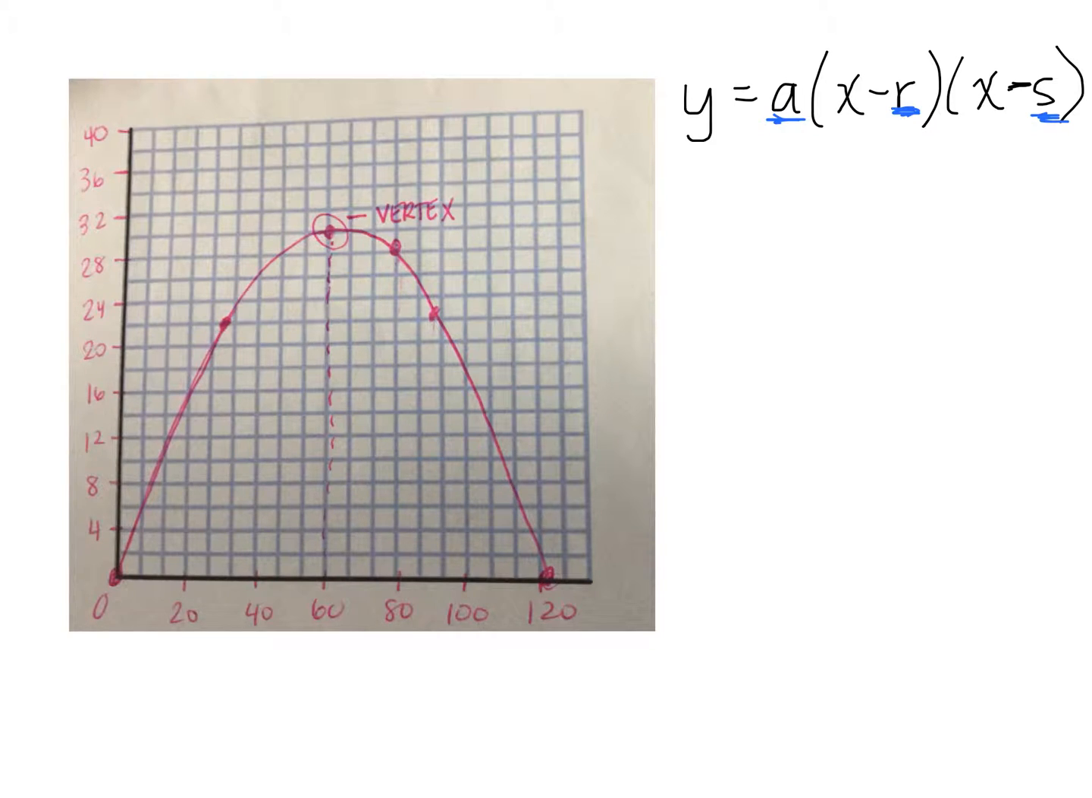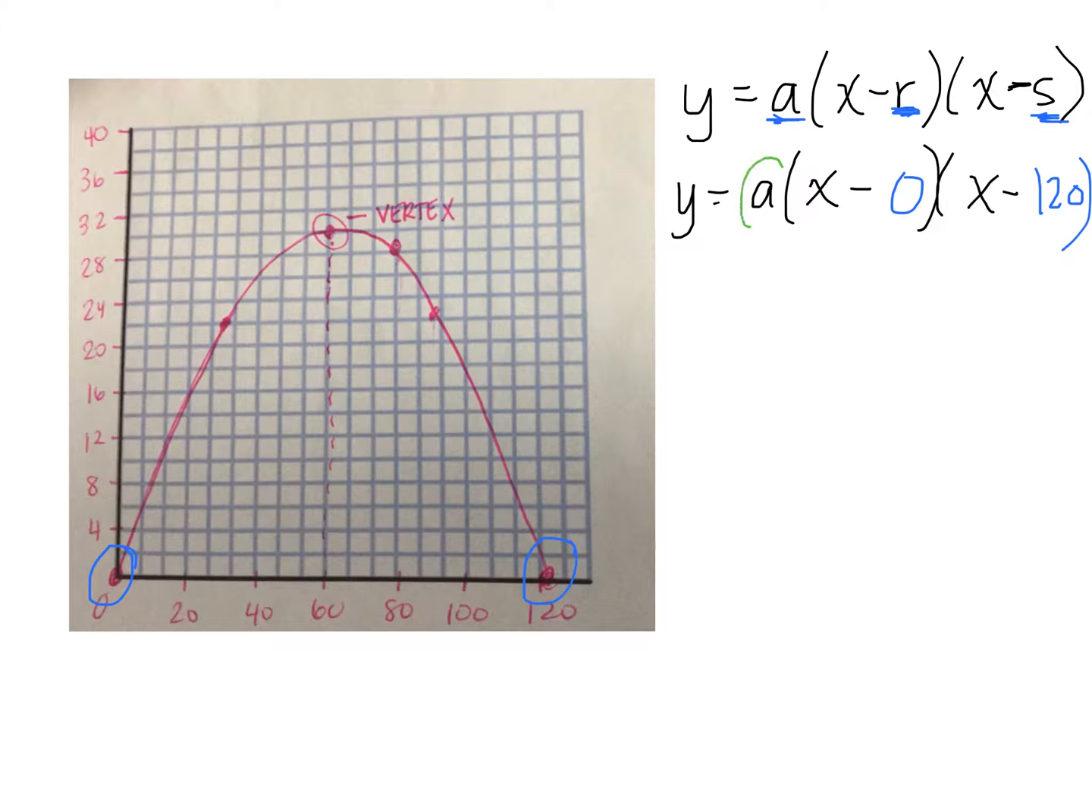So, just by looking at the graph, do you know A right now? We haven't learned that, right? You guys haven't learned that yet? Do you know R and S? Okay, plug in R and S. R and S are the x-intercepts. Here are the x-intercepts. So one of them is 0, the other one is 120. Y equals A bracket what? X minus 0, good. And X minus 120.